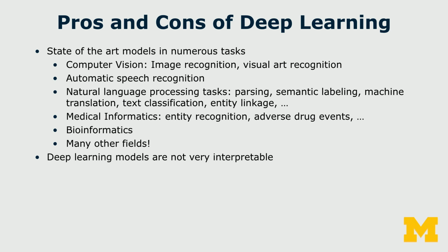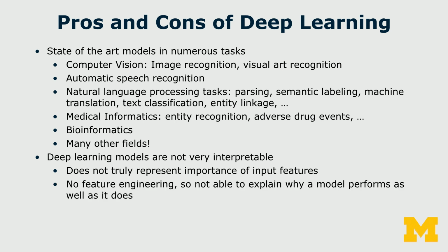The biggest disadvantage of deep learning is that these models are not very interpretable. They do not truly represent the importance of input features. The input is given as it is, and the model learns different representations of this input, but you don't really understand which ones are good features and which ones are not. Because there is no feature engineering, there is also an inability to explain why the model performs the way it does. So how do you improve the model? It's mostly configuration of the models and seeing whether a different configuration makes it better. And there are some ways to do it systematically.